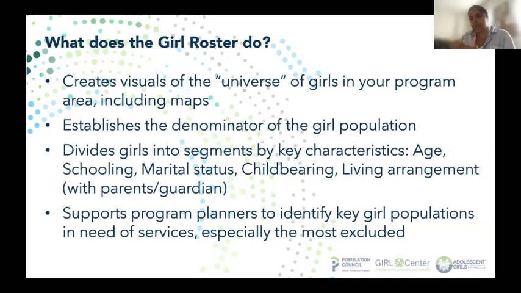So what does it actually do? You go household to household and you ask about the girls that live in that home. Who are they? Where are they? What are the various characteristics that make up their identity? And in very non-personal and non-sensitive ways, you ask these questions. Through the use of that tool, through the collection of that information, you can create visuals of the, again, universe of girls in your program area. And that includes maps. I'm going to show you some simulated examples of that, both the tables that get generated when you're doing the Girl Roster, as well as the maps.